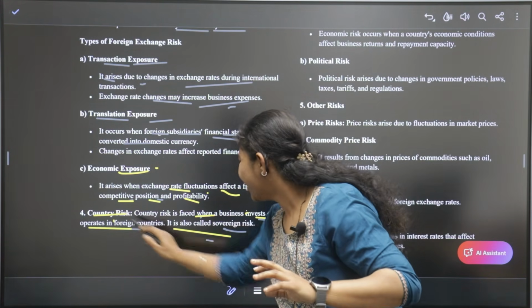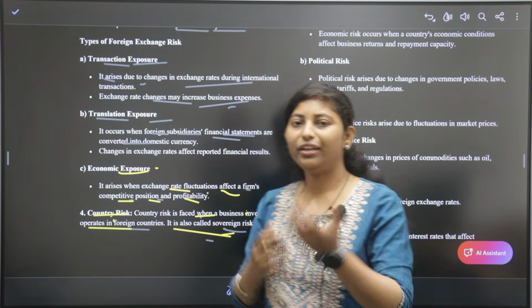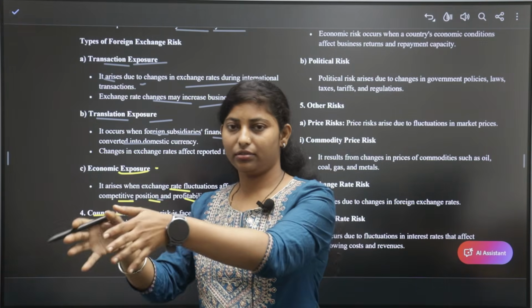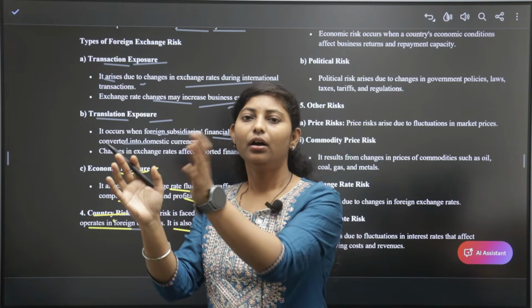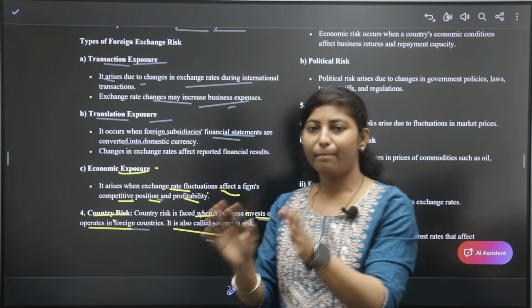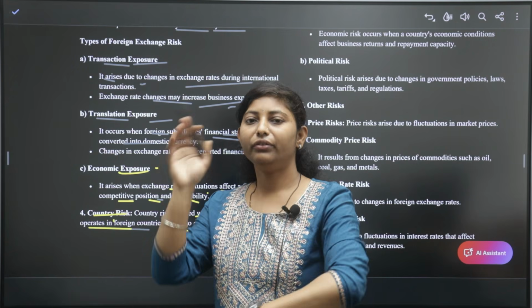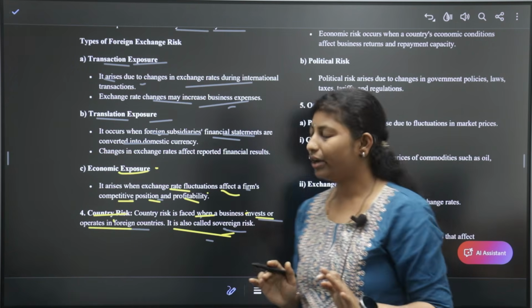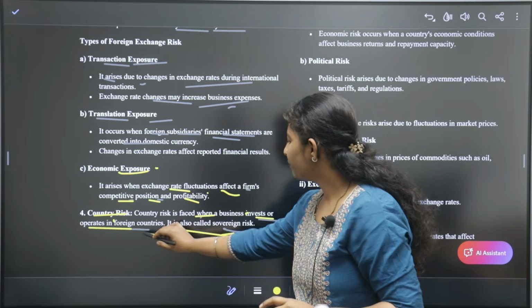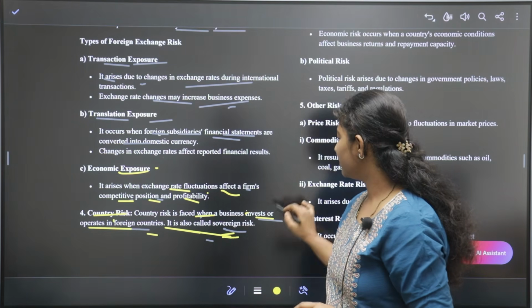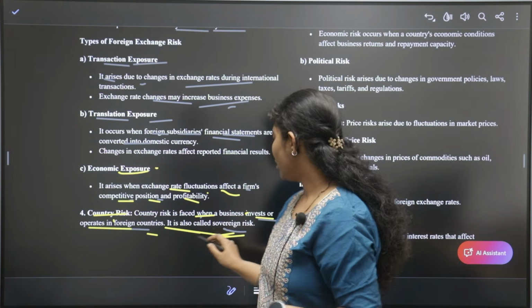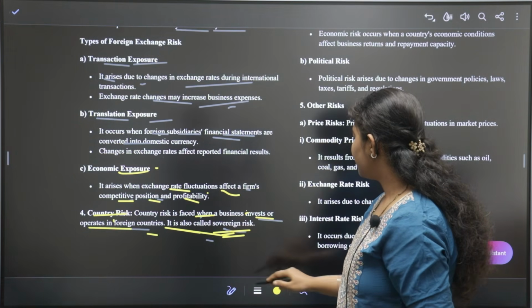Here country risk is nothing but when you are involved in some foreign business, your shares are in some other foreign country's companies. If those shares' value increases or decreases, you are going to be affected. Such things we say here, and it is also known as a sovereign risk. It is called by the country's name, that is a sovereign risk.